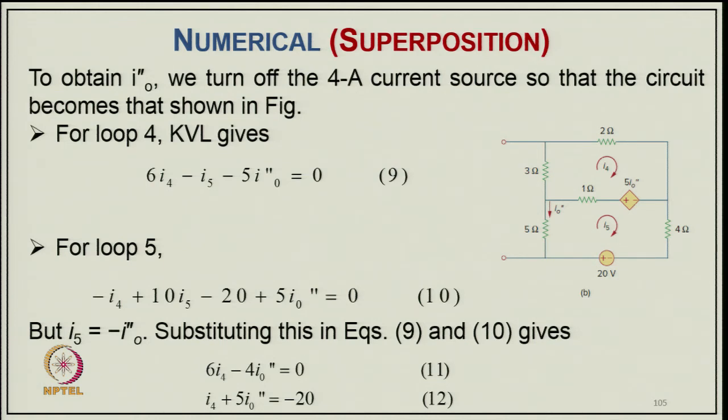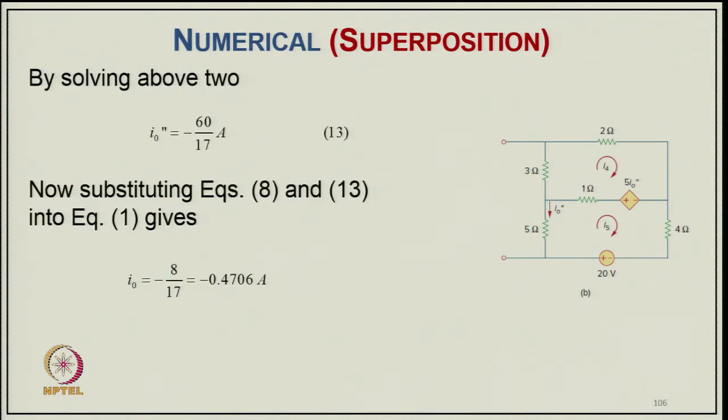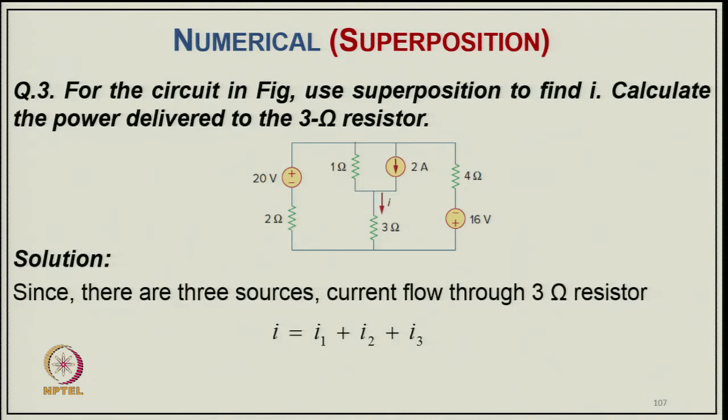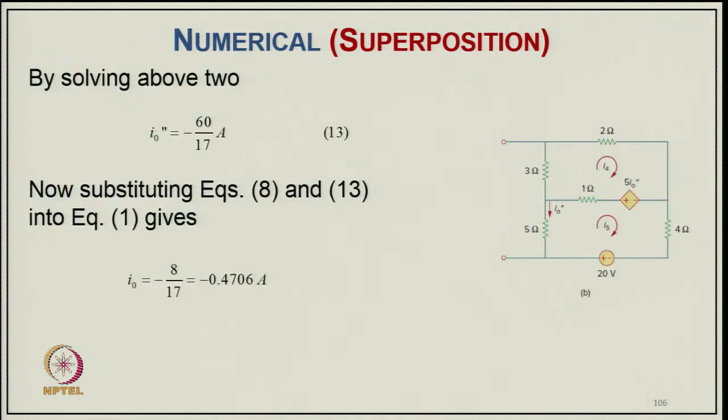Putting equation 9 into 10, we get 6 I4 minus 4 I0 double dash equal to 0 and I4 plus I0 double dash equal to minus 20. Solving this, we get I0 double dash equal to minus 60 upon 17. Now, substituting these two values, I0 will be minus 8 upon 17, that is minus 0.4706 ampere, which is the total current flowing in the original network that we are interested in.